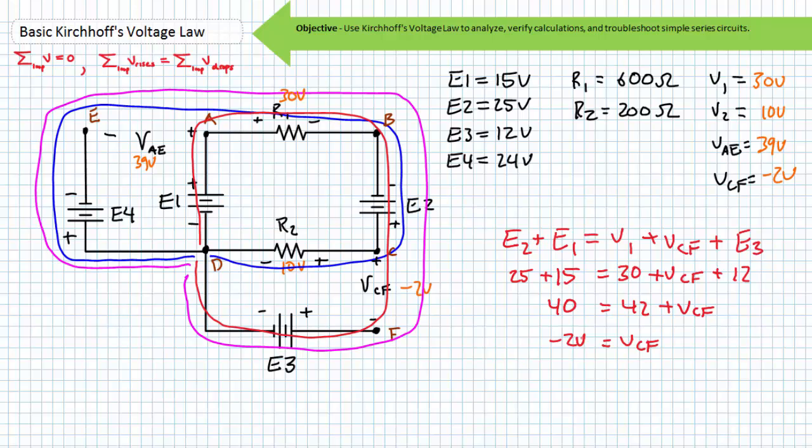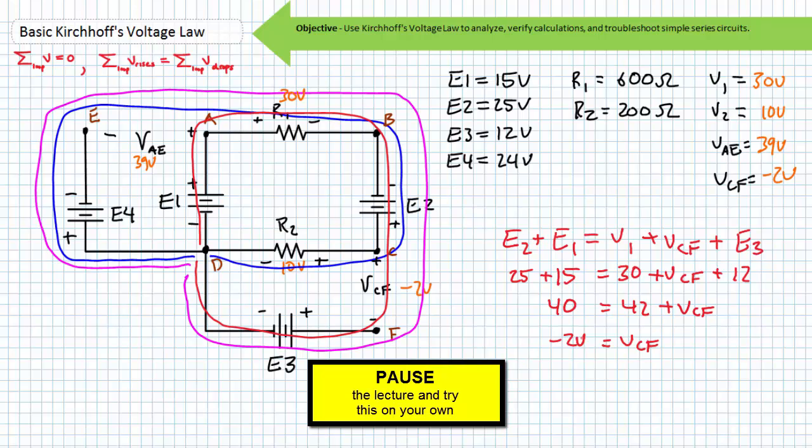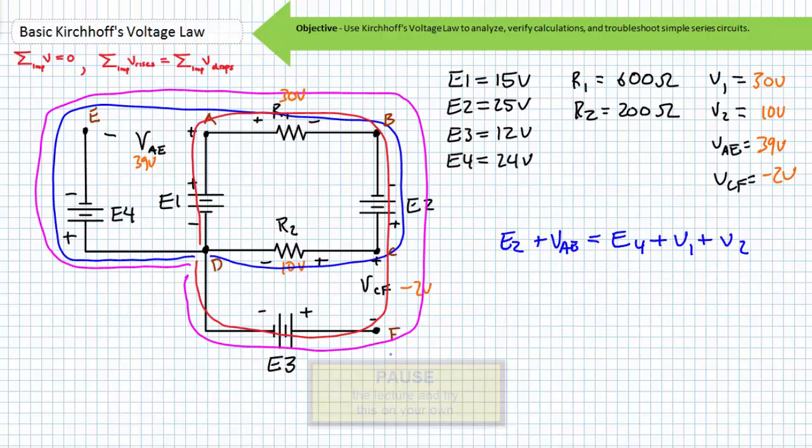If you're looking for more opportunities to perform KVL analysis, by all means, pause the lecture and try the loop in blue and the loop in purple. The KVL equation for the blue loop, regardless of point of origin or direction of travel, will yield the following KVL equation: E2 plus VAE equals E4 plus V1 plus V2. The purple loop, regardless of point of origin or direction of travel, will yield the following KVL equation: E2 plus VAE equals E4 plus V1 plus VCF plus E3.